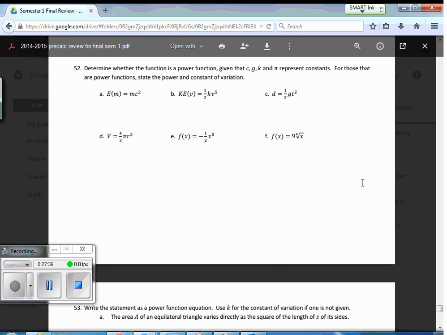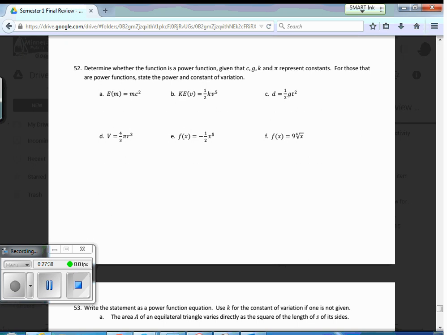Number 52, is it a power function? All right, so there's a lot of different kinds of functions here. The main thing to look for is what's the variable and what's the constant, okay? It says, given that c, g, k, and pi are constants, is m a c, a g, a k, or a pi? No. Therefore, m is the variable. C is one of the constants. Therefore, that's the constant.